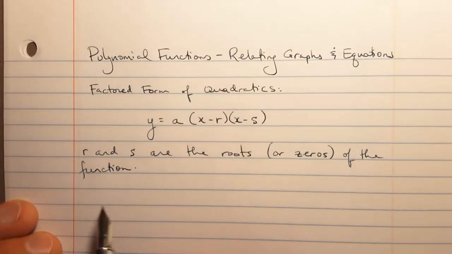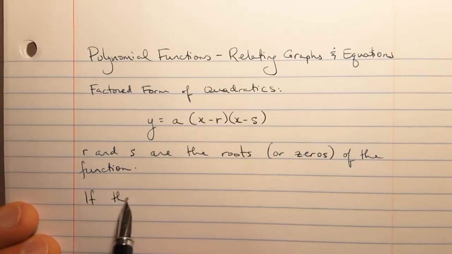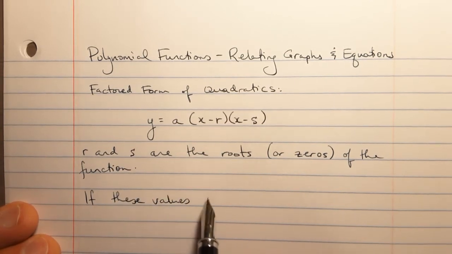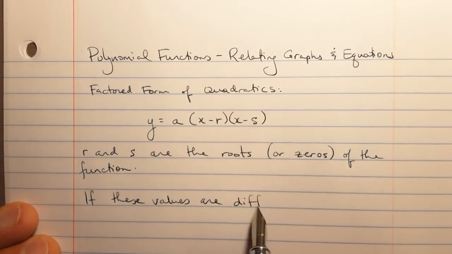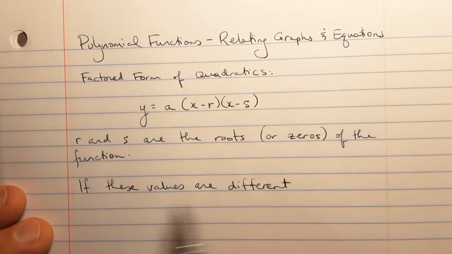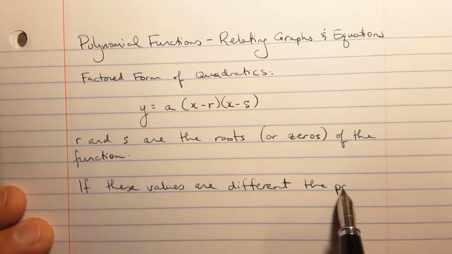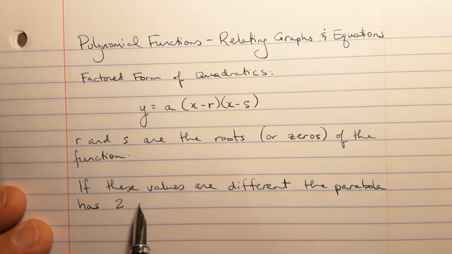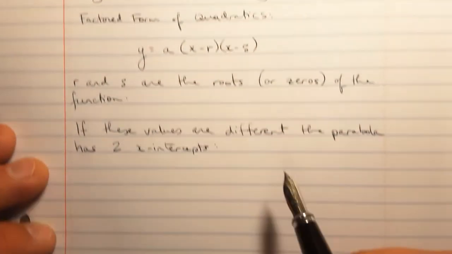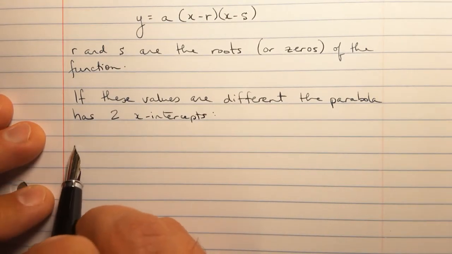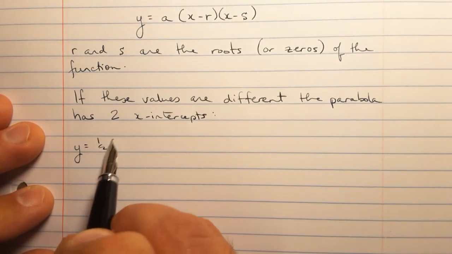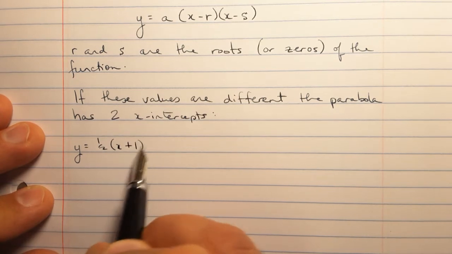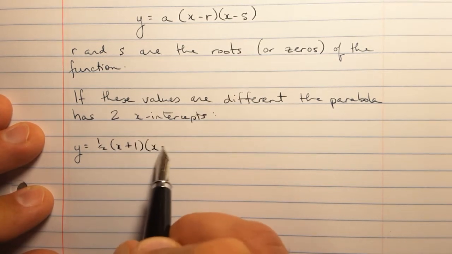So here's the thing. If these values were different, then we get two x-intercepts. The parabola has two x-intercepts. So let me give you an example of an equation like that. Let's say y equals 1/2 times x plus 1 times, let's say, x minus 2.